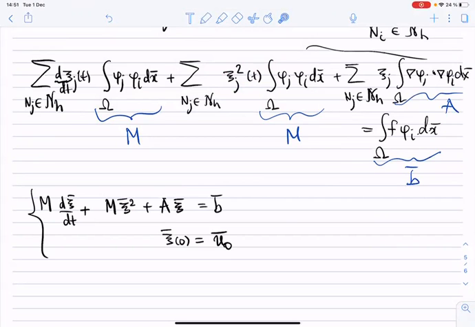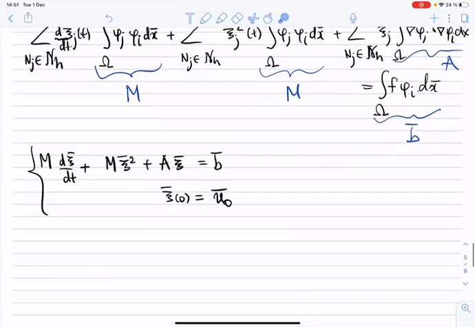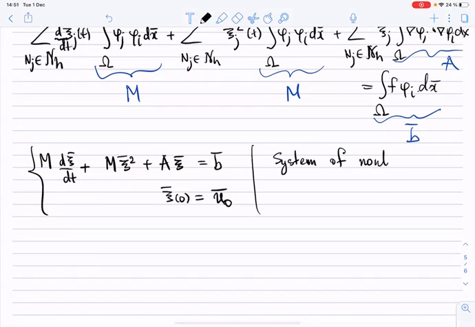So with this simple trick that we did, approximating the nonlinear term with its nodal interpolant, we got this system of nonlinear ordinary differential equations. So this is a system of nonlinear ODEs.